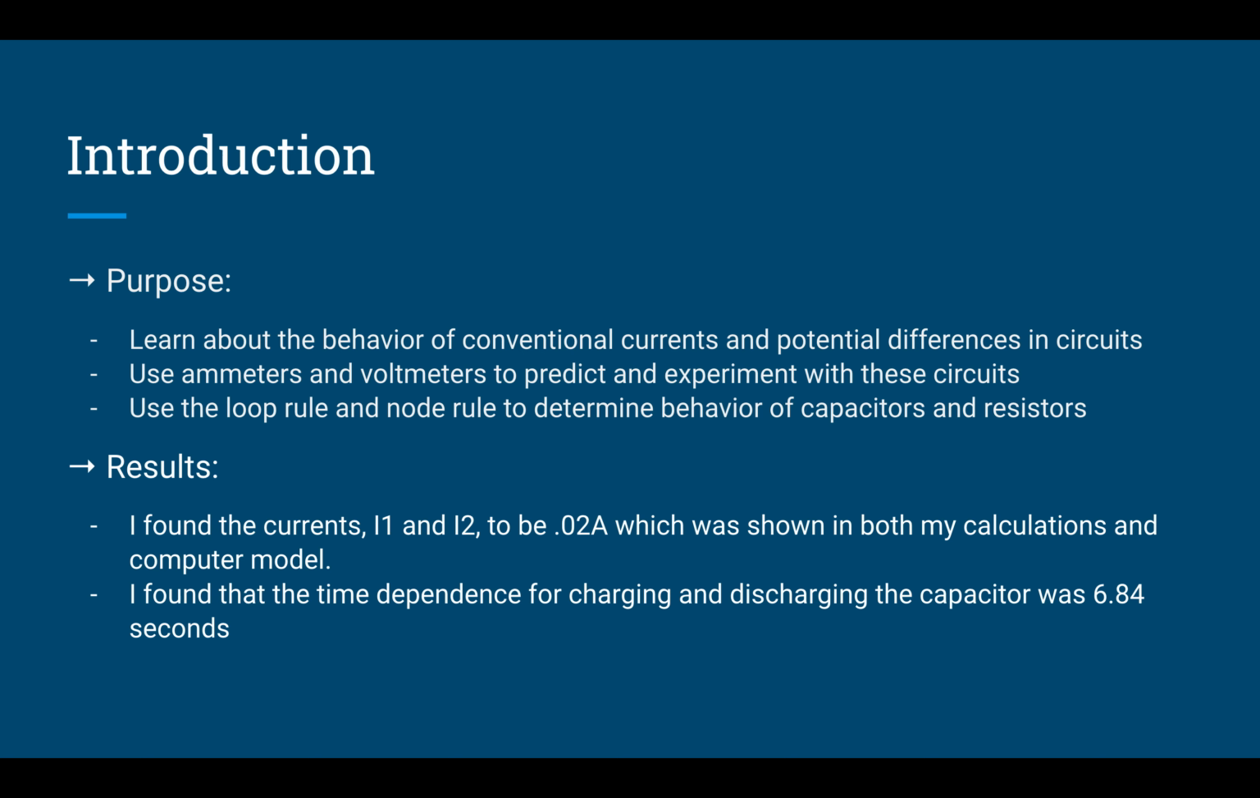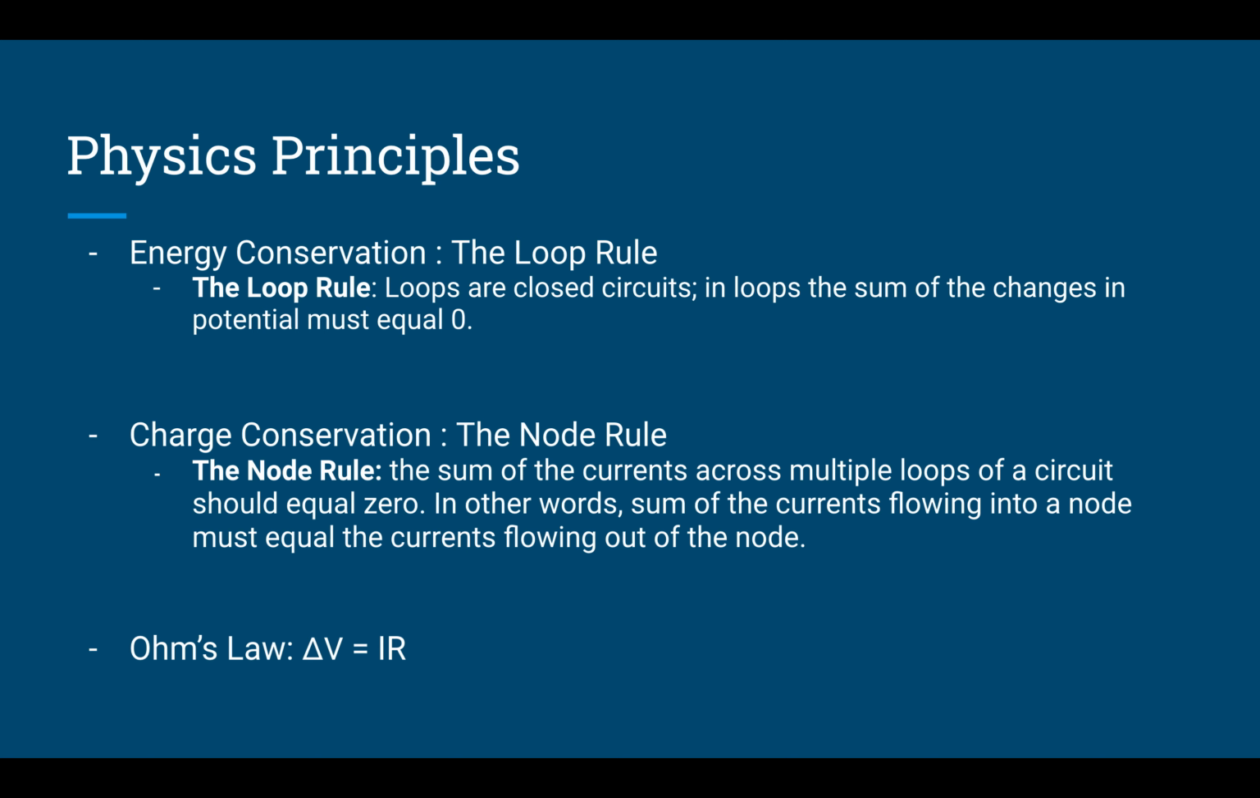For the first part of the experiment, I found the currents I1 and I2 to be 0.02, which held true in both my calculations and the computer simulation. In the second part of the experiment, I found that the time dependence for charging and discharging the capacitor was 6.84 seconds. Some of the most important physics principles used in the lab were energy conservation in the loop rule, charge conservation in the node rule, and Ohm's law, which states that delta V equals IR, which means that the potential difference is equal to the current multiplied by the resistance.